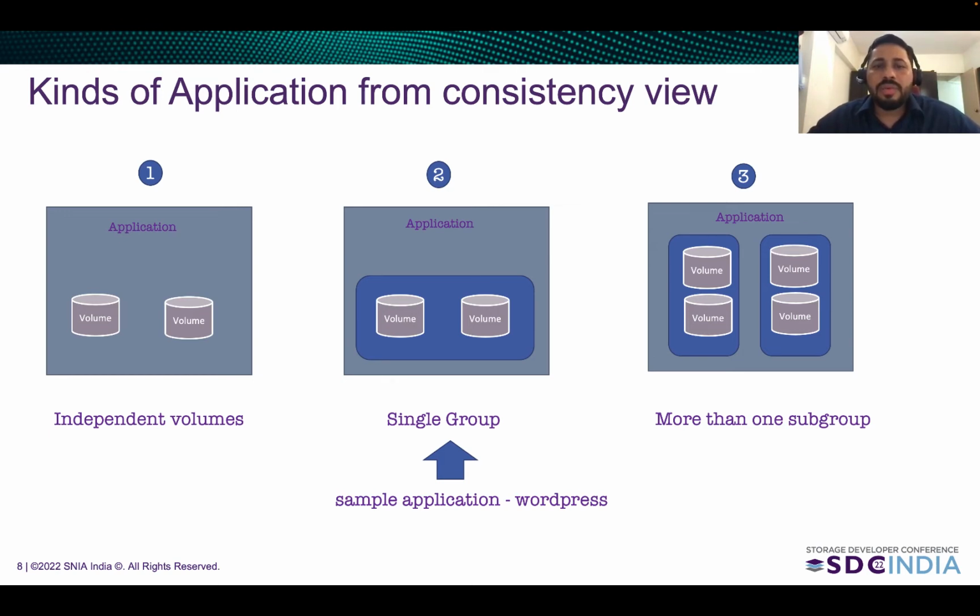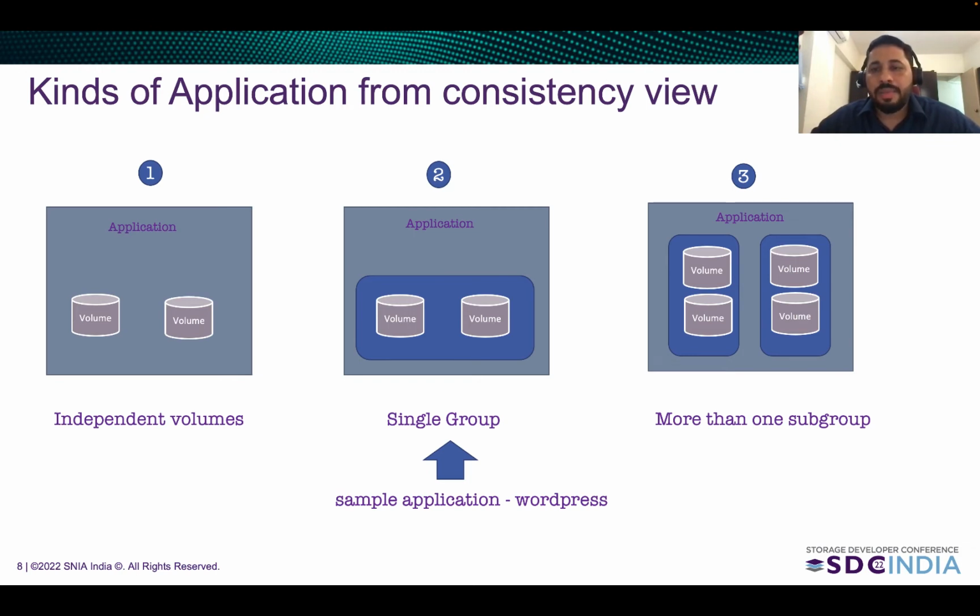The second group is where you have two or more volumes, and if the application says it is consistent, it requires consistency at this two-volume level. So only if these two volumes are consistent is the application consistent. And our sample application lands in this area.